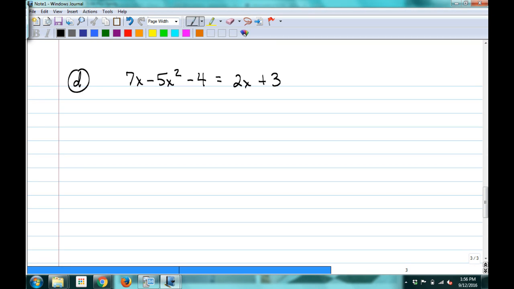All right, guys. So we got a little bit more complicated looking problem to start off with. But what do we just have to remember to do? Get it equal to 0. That's all you got to know. And then get it in descending order: x squared first, then plain x, and then numbers. So I'm going to subtract 2x from the 7x, and then a 3 from the -4. And then I'm going to go -5x squared plus 5x minus 7.